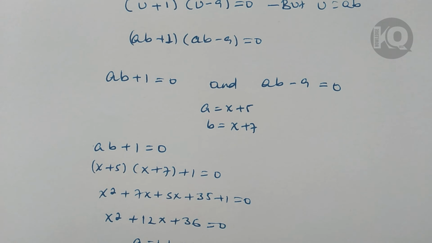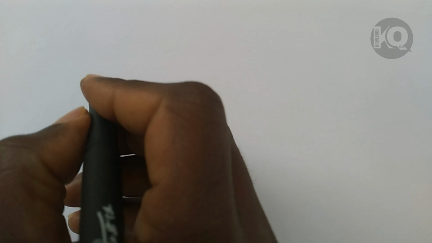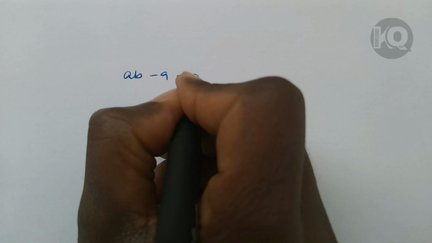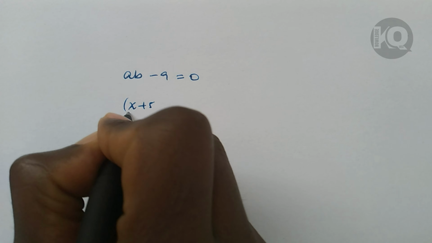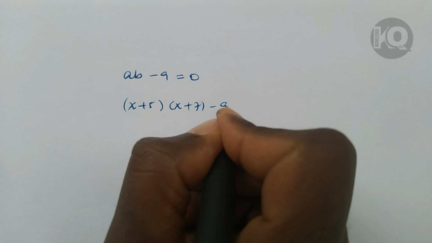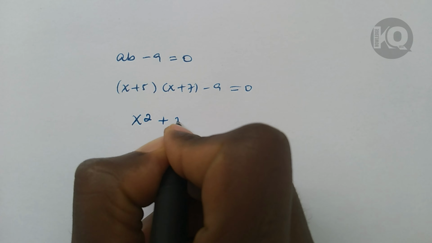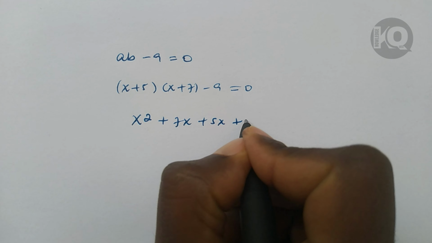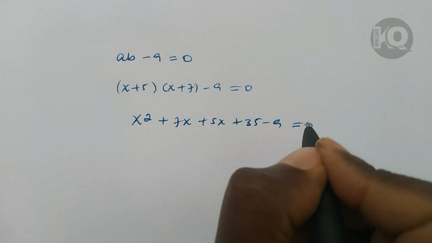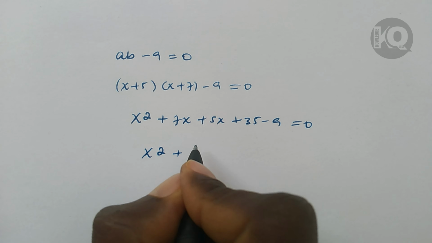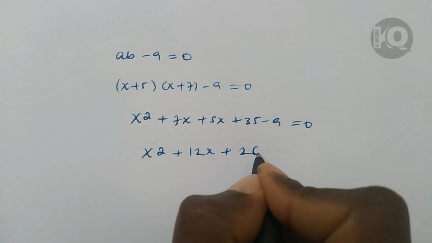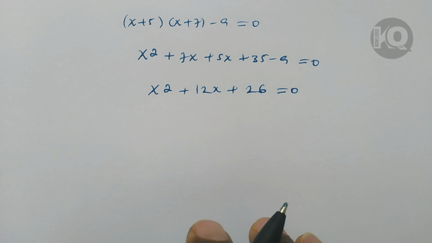So for the second one, that is ab minus 9 is equal to 0. So (x plus 5) times (x plus 7) minus 9 is 0. So this will be x squared plus 7x plus 5x plus 35 minus 9 is equal to 0. Then x squared plus 12x plus 26 is 0. So it's also a quadratic equation.